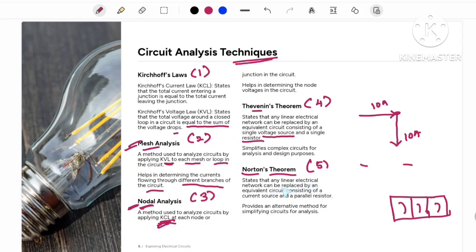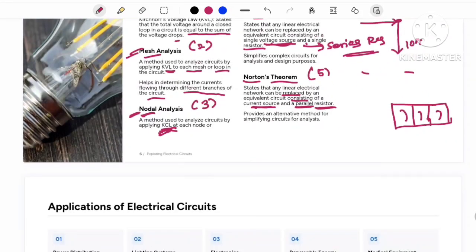A linear electrical network can be replaced by an equivalent circuit consisting of a current source. In Thevenin's we are using a voltage source, here we are using a current source. And also a single resistor, connected in series with the source in Thevenin's. Here we are using a parallel connection with the resistor. This one is a very important point. So, move on to the next slide.